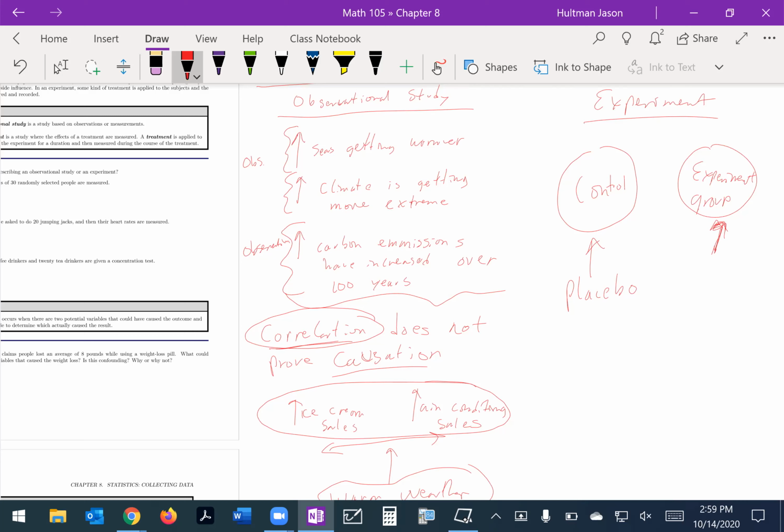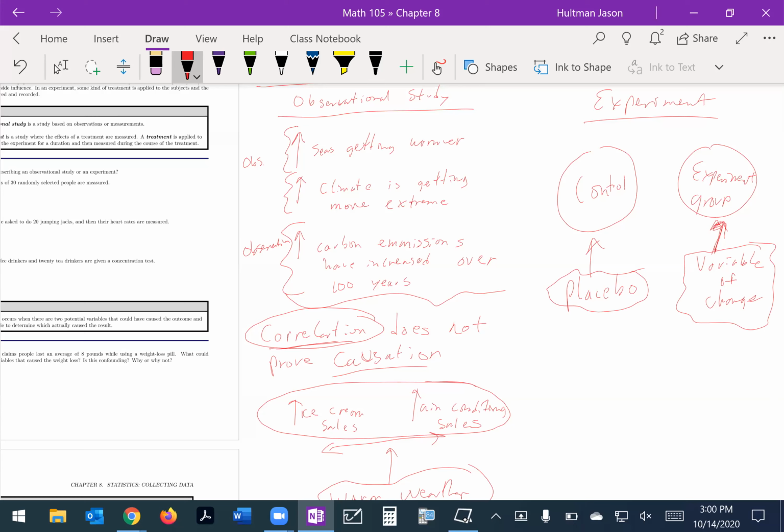And in the experimental group, you have your actual, what is it called? I can't think of the word off the top of my head. It's basically the variable that you want to change. So I'll just call it the variable of change. It's the thing that you want to manipulate. It has a word, I just can't think of it.